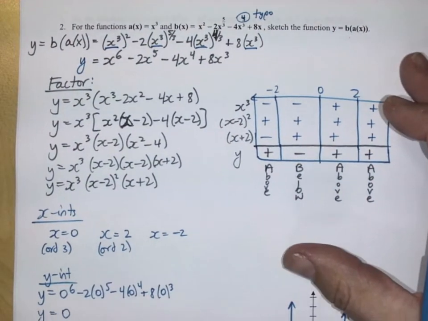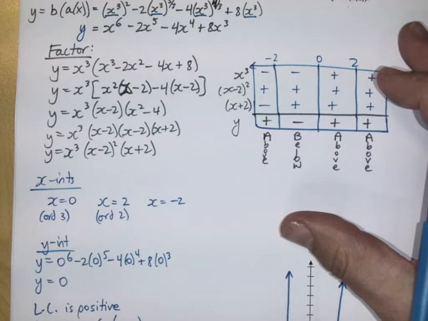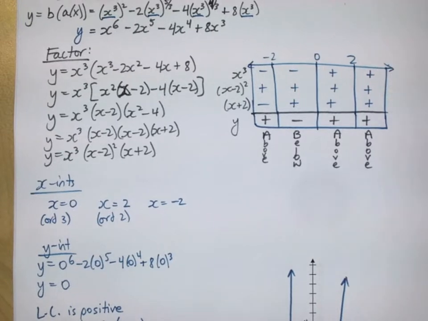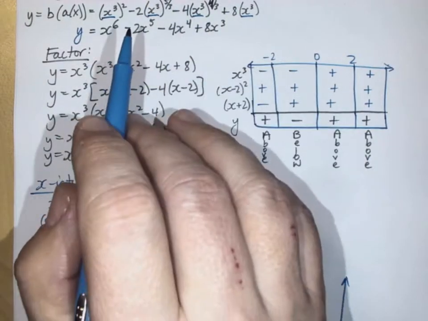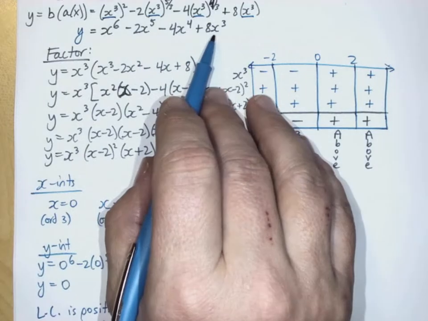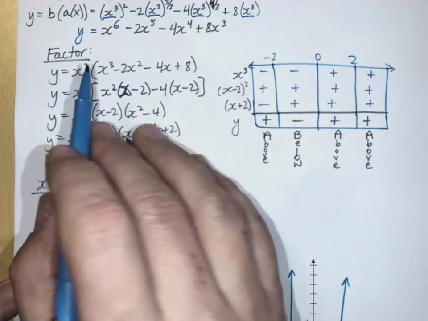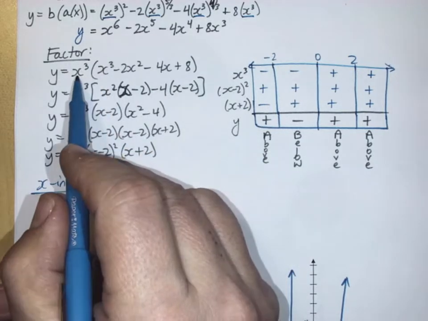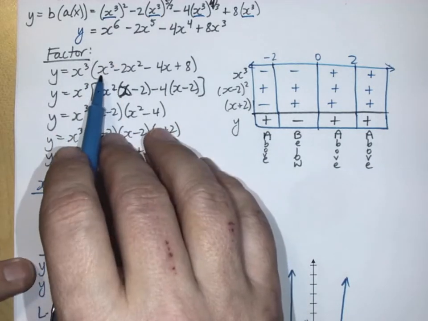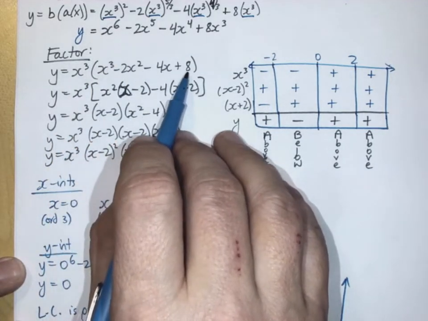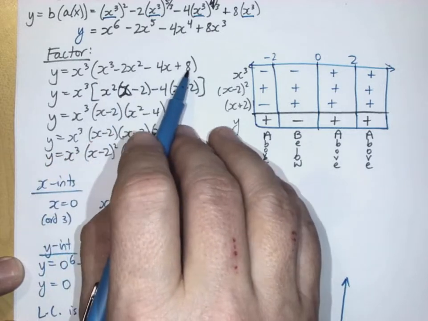Well, how do we graph this? So let's start with seeing what this looks like in factored form. The one thing I notice about these is that there is a common factor for sure, and that common factor here is x cubed. So I'm going to factor out x cubed first, and I'm left with a cubic function here. X cubed all the way down to 8.